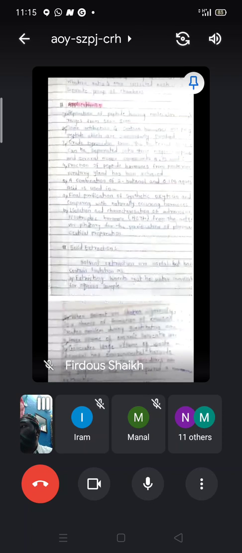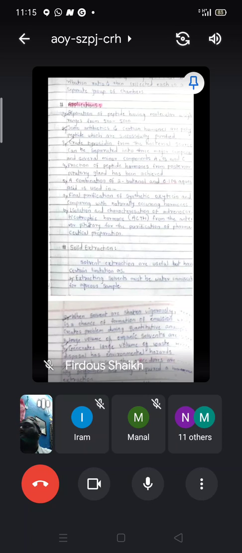Then we talk about solid extraction. Why is solid extraction very important? Because solvent extractions are useful but have certain limitations. Those limitations are there.